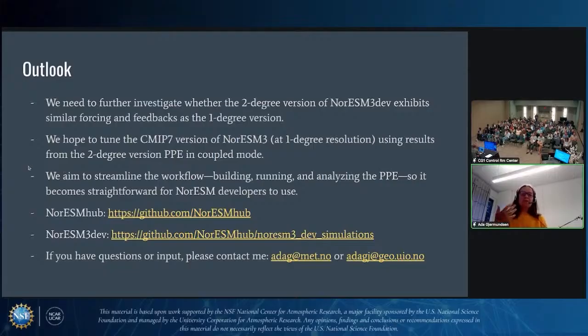And we also aim to streamline the workflow, so building, running, and analyzing the PPE, so it's straightforward for NorESM developers to use, because we are all running this model together. So we have to have a common workflow. Yeah, and the code is on GitHub. And if you have questions, you can ask here, or you can also contact me.